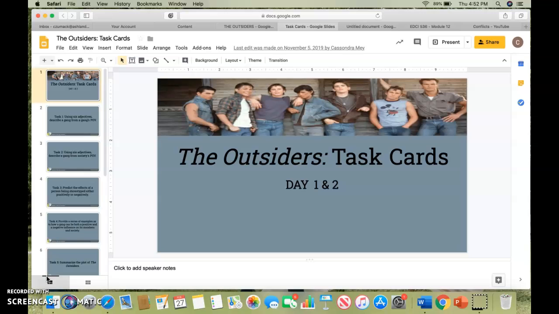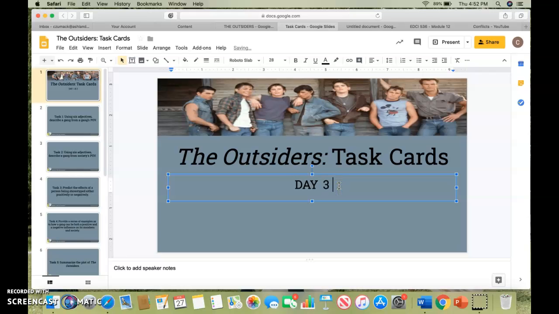So day 3 and day 4. So actually, let's change this just for visual purposes. Okay, so Outsiders task cards. If you were in my classroom, we would have been broken up into groups and we would rotate every 4 to 5 minutes between each task card around the room. In this case I just wrote them all here on Google Slides and used Pear Deck, which you guys could then show me your answers using.